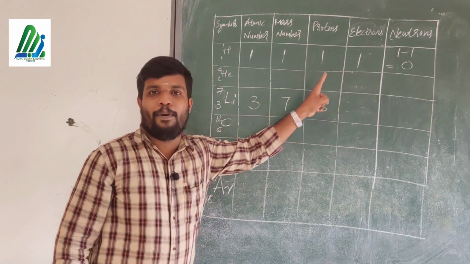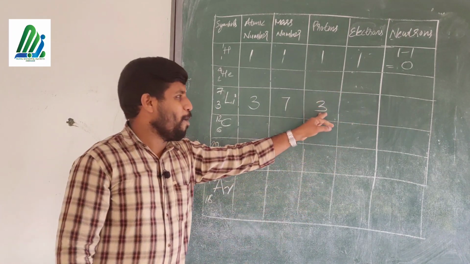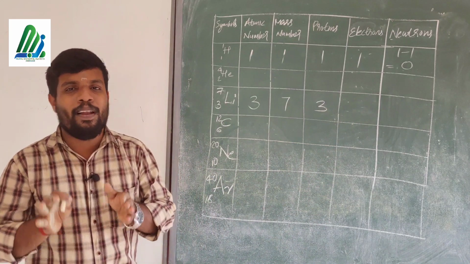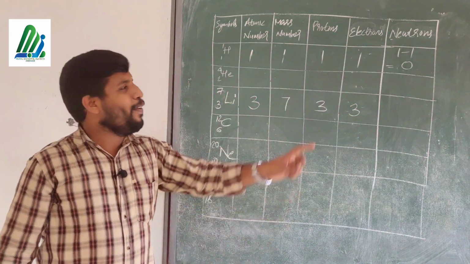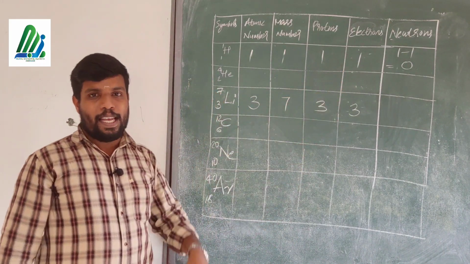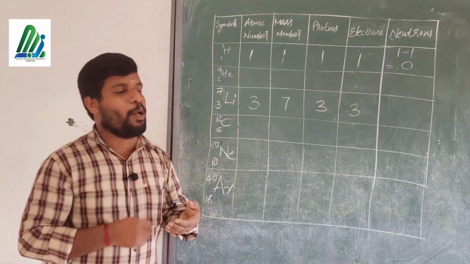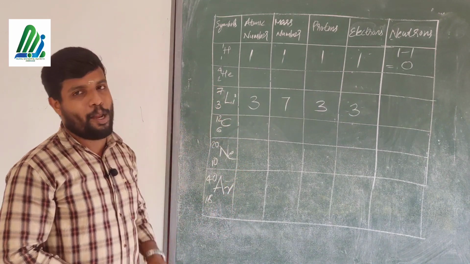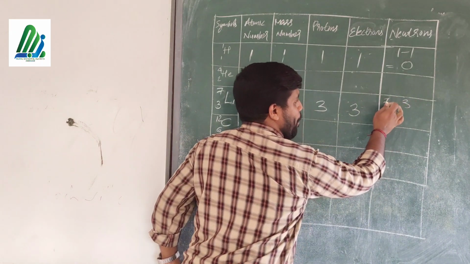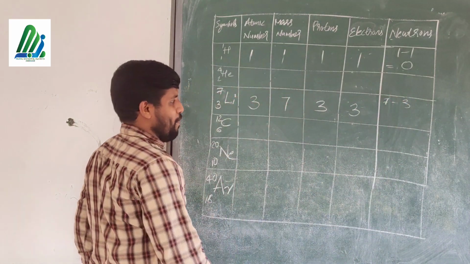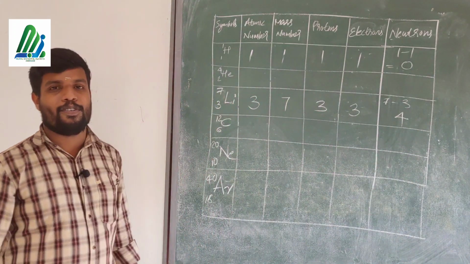Then electrons: the number of protons and electrons are equal in an atom, so that is equal to 3. Then we want to know the number of neutrons. The number of neutrons is calculated by mass number minus atomic number. Mass number 7, atomic number 3. 7 minus 3 is equal to 4. The number of neutrons is 4.